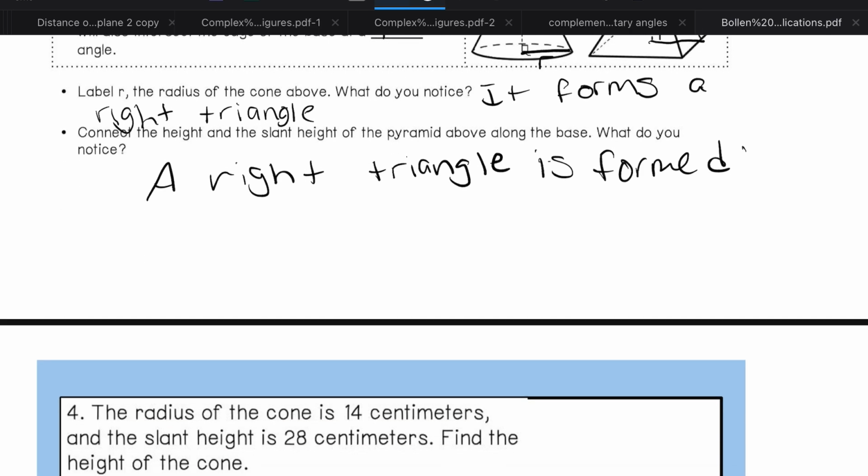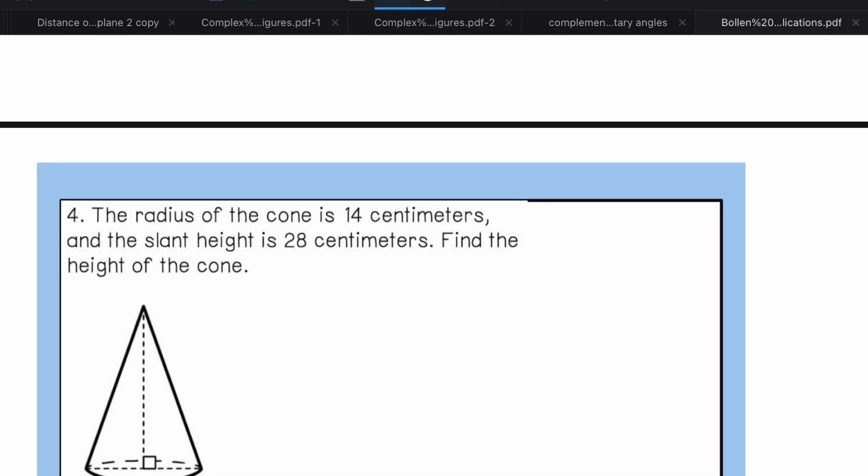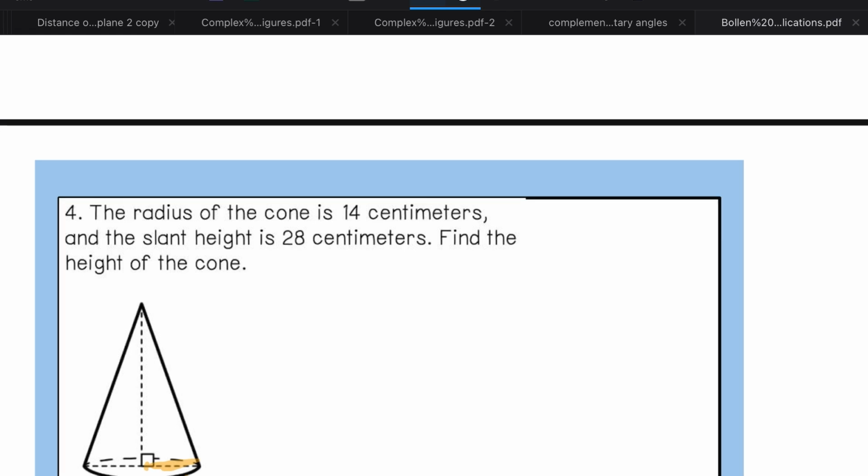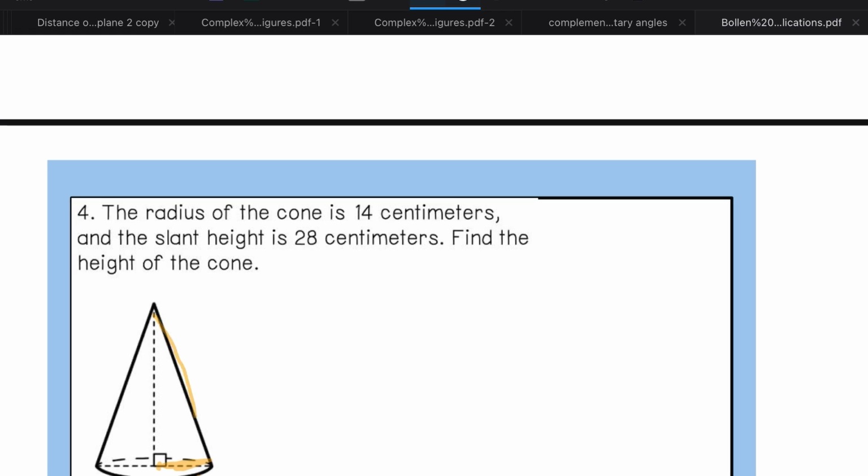So it says the radius of the cone is 14 centimeters. So the radius is 14. So right here is 14. And the height, or the slant height, so remember the slant height is literally the height on the diagonal. The slant height is 28. Now, solve for the height of the cone. So in this case, you have A, B, and C.